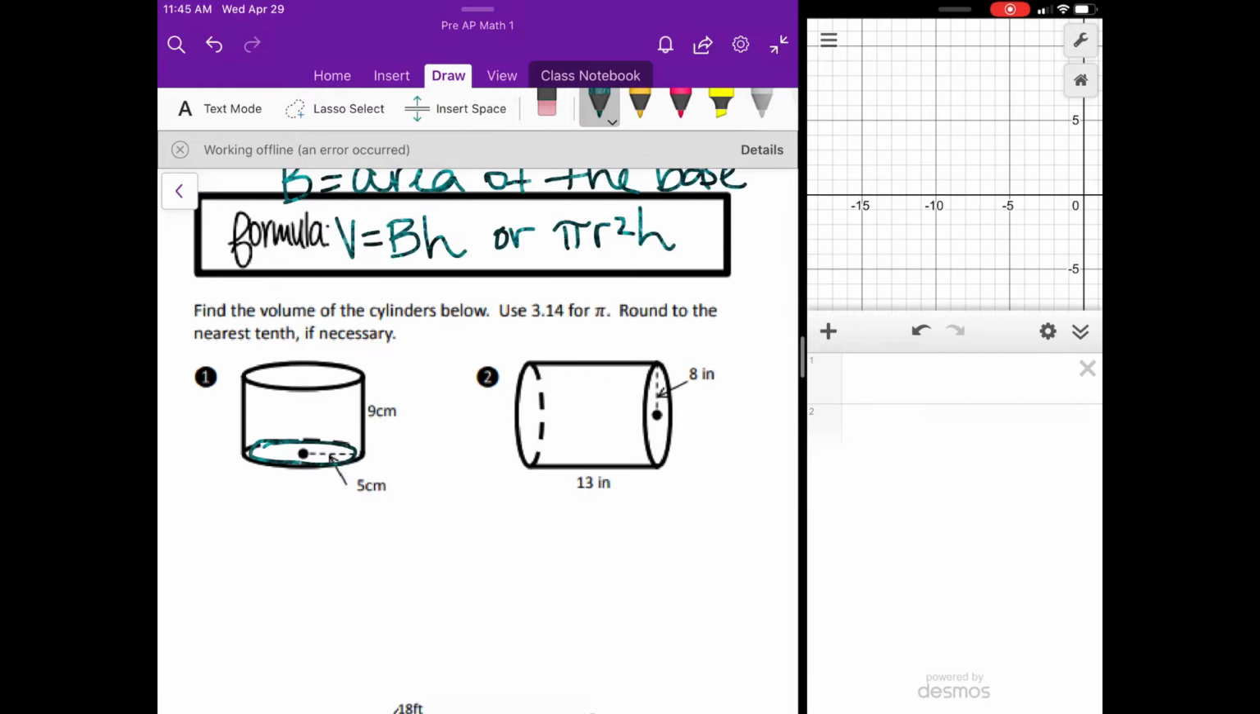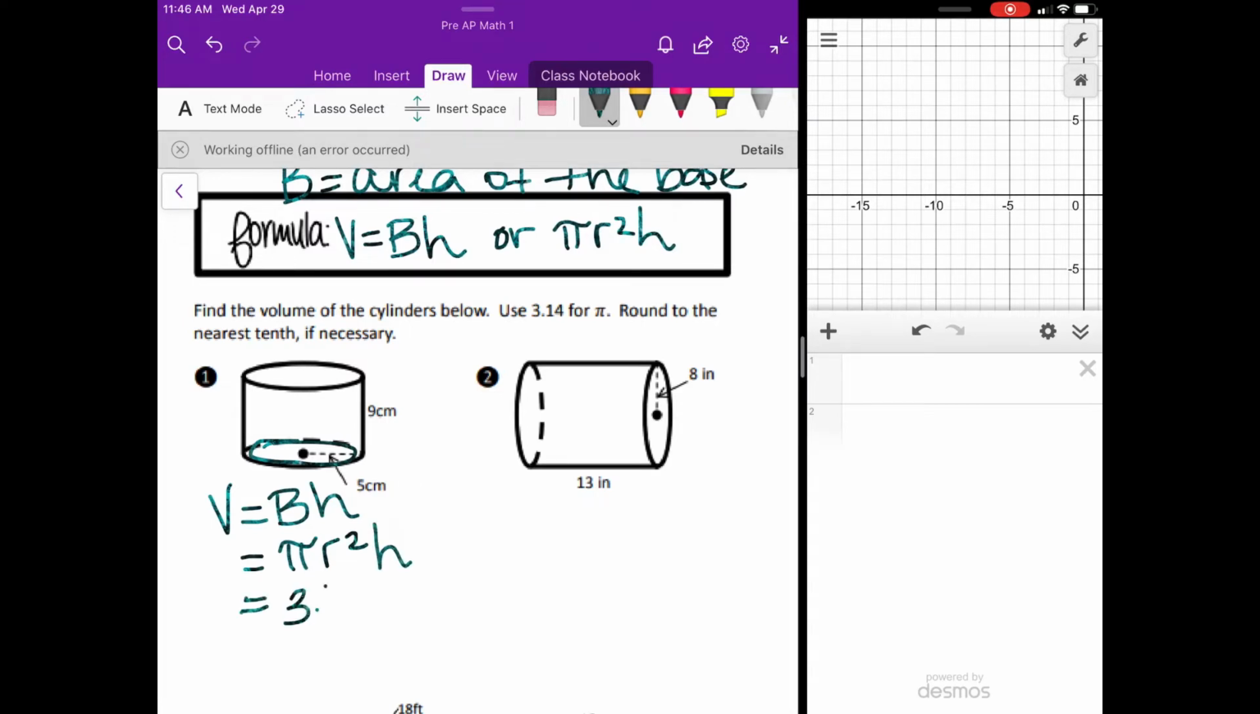So let's take a look at number 1. So even though we're using Desmos or calculator, I still want us to write down the formula first. That's always the most important thing. So to find the volume of the cylinder, I'm going to write down volume equals big B times H. And I need to remember that big B stands for area of the base. And to find the area of my circular base, I'm going to multiply pi times my radius squared and then multiply that times the height of the cylinder.